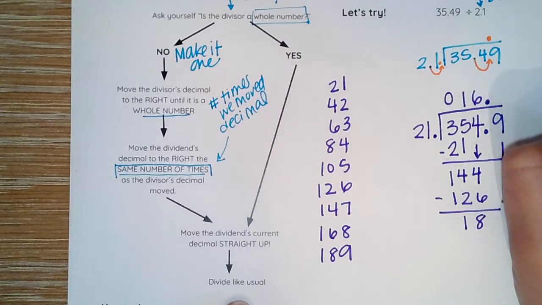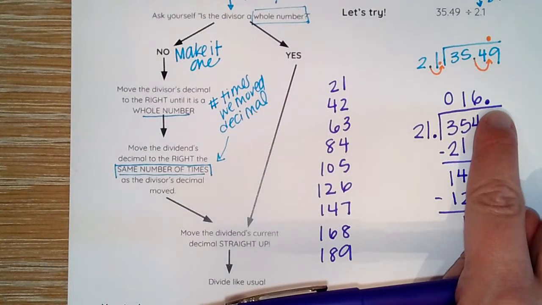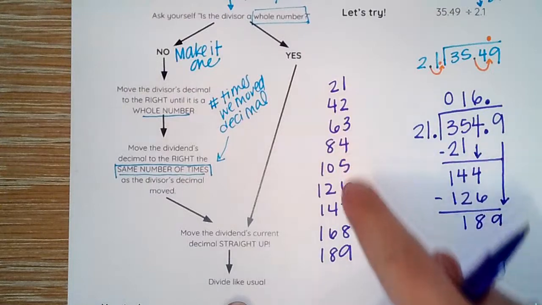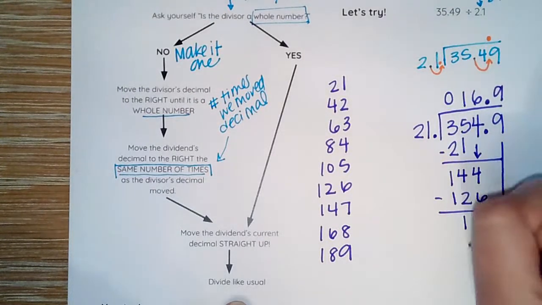I can ignore the decimal right now. I'm making sure that my quotient numbers are in line, but I don't need to do anything with that decimal while I'm dividing. So I bring that 9 down. 21 goes into 189 9 times. Fits in perfectly.